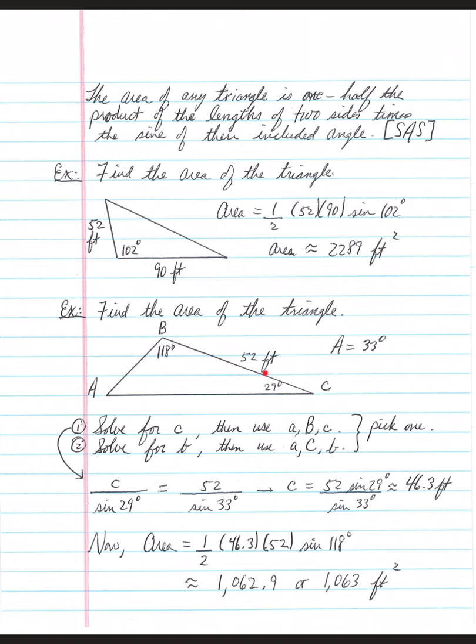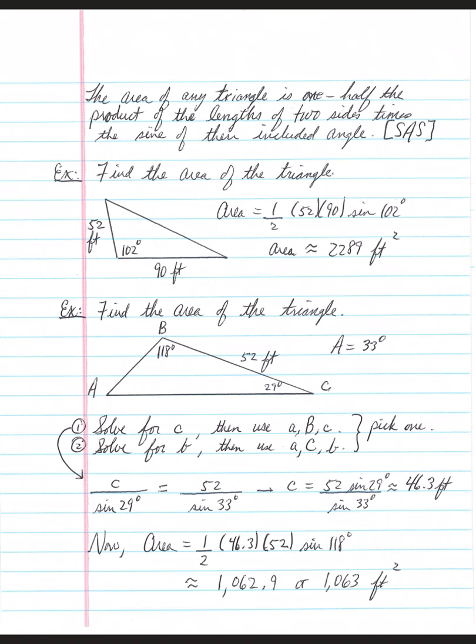C over sine 29 degrees is equal to 52 over sine of 33 degrees. One fraction you have to know both parts, the other you need to know one of the two. Multiplying both sides by sine 29. Careful entering in your calculator, you get 46.3 feet for side C.